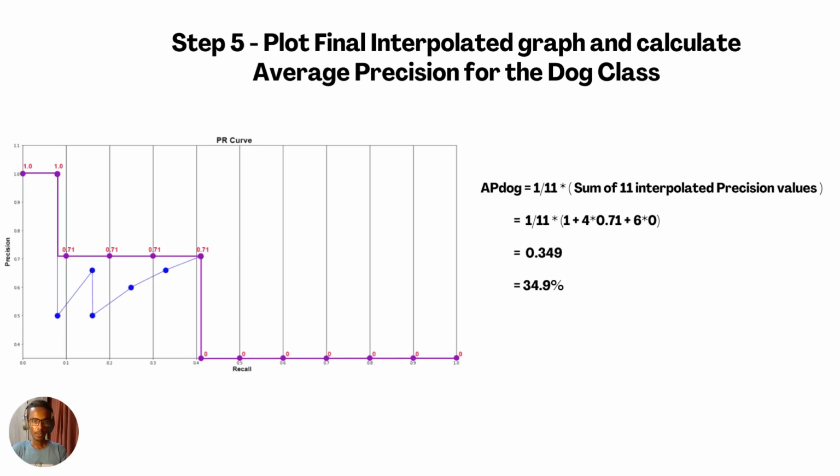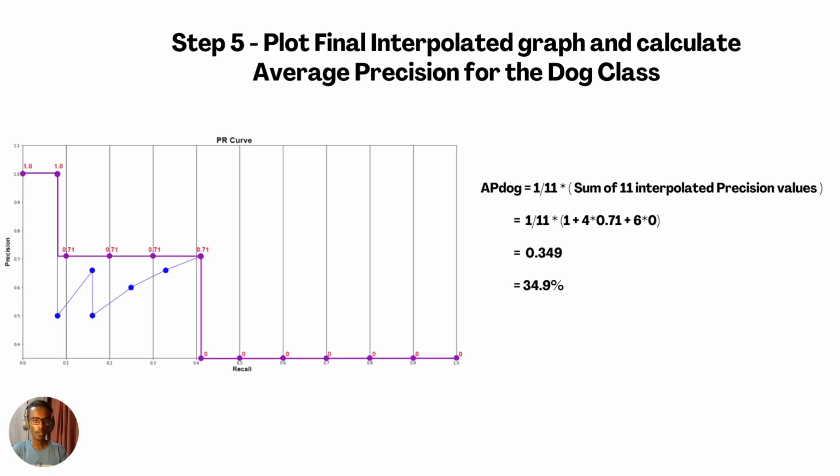In order to compute the average precision for the dog class, we use 11-point interpolation. For 4 recall values, we have a precision of 0.71. So we multiply 0.71 by 4, and then sum it with the next precision value, which is 1. And for the rest of the points, we have a precision value of 0.